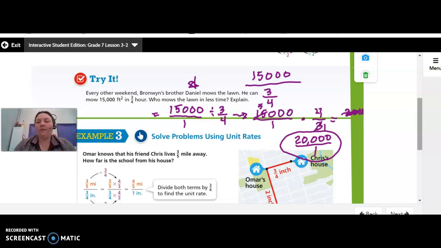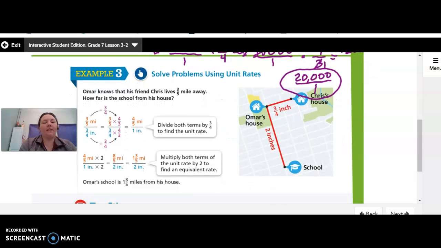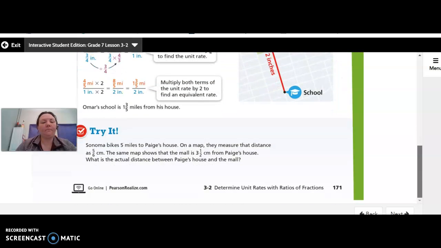All right, let's look at one more example. Make sure that you pause and take the time to read through example 3, where they have work written out for you and they talk about how you can think about dividing to simplify. And let's look at the try it problem on the bottom of page 171. Sonoma bikes 5 miles to Paige's house. On a map, they measure that distance as 5/6 of a centimeter. The same map shows that the mall is 3.5 centimeters from Paige's house. What is the actual distance between Paige's house and the mall?